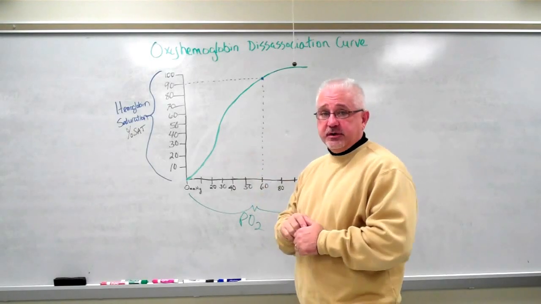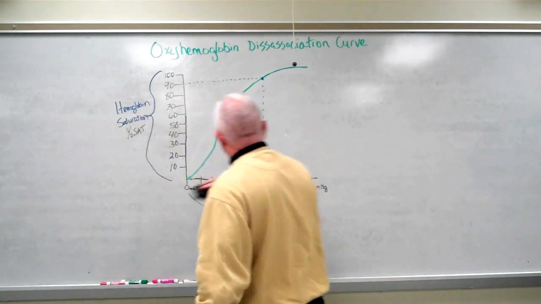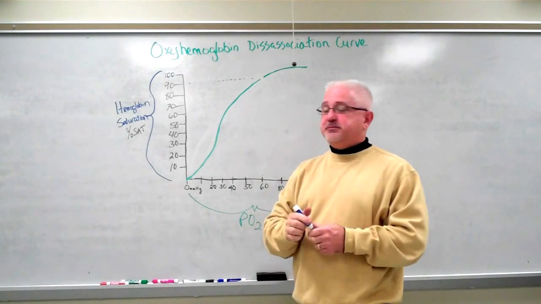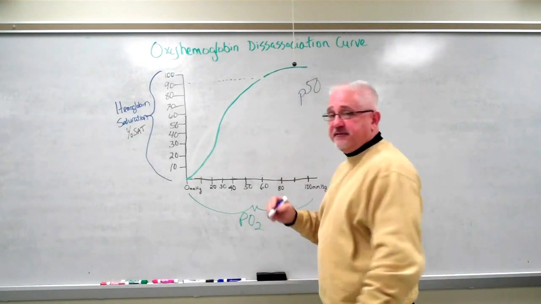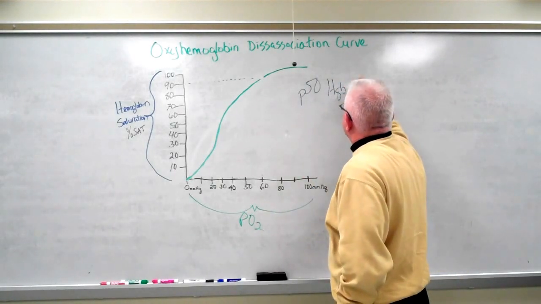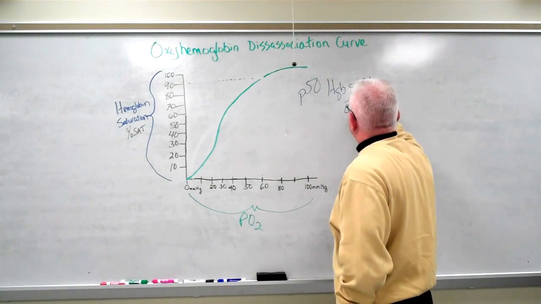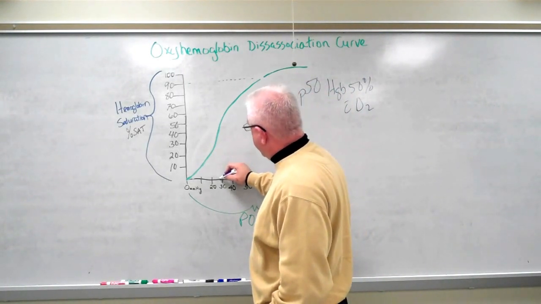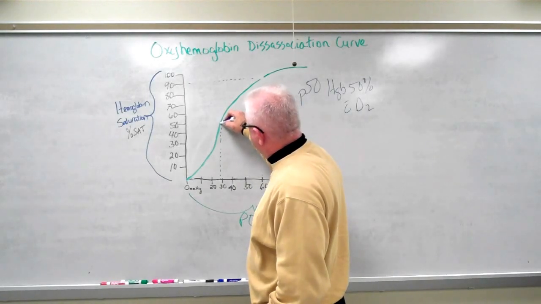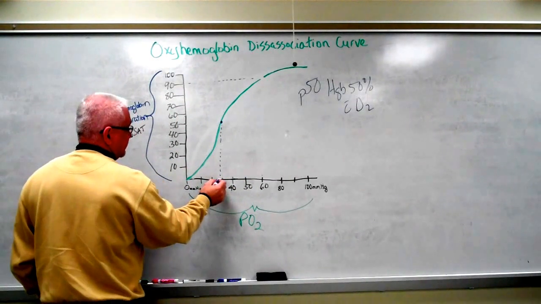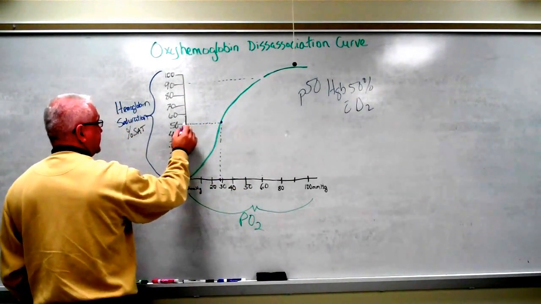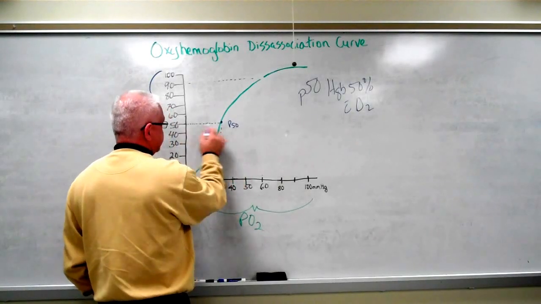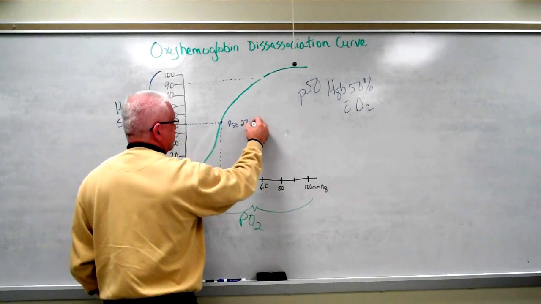Well, there's something else here that I want to show you before I continue on to the left and right shift. And that is when we talk about this P50. The P50 is when the hemoglobin is 50% saturated with oxygen. Normal P50 is going to be approximately about 27. And you can see about 27 right here, and you're going to see that that yields a saturation of 50%. So here, 50% saturated yields an approximate 27 millimeters of mercury.